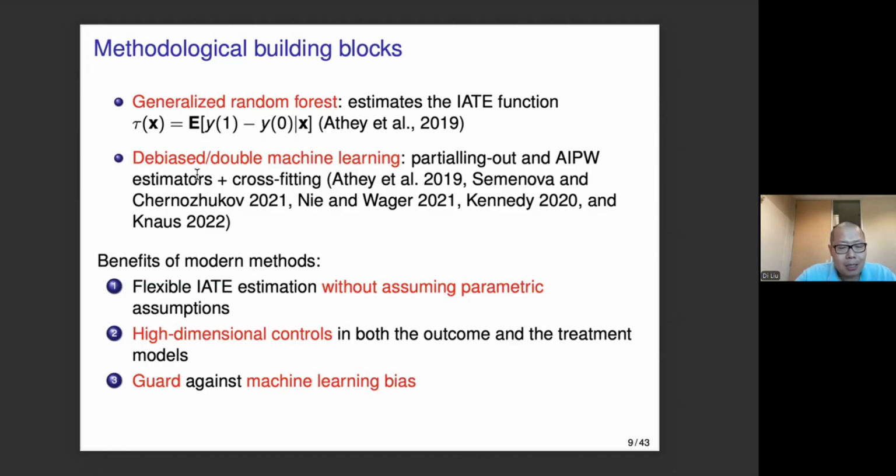And because we're using double machine learning, we can allow high-dimensional controls in both the outcome and treatment models. Because we allow high-dimensional controls, there's some model selection going on inside the estimation. And because we use double machine learning, which is partialling out and AIPW estimators, these estimators turn out to be Neyman orthogonal. That's another way of saying the estimator can be robust to machine learning selection bias.